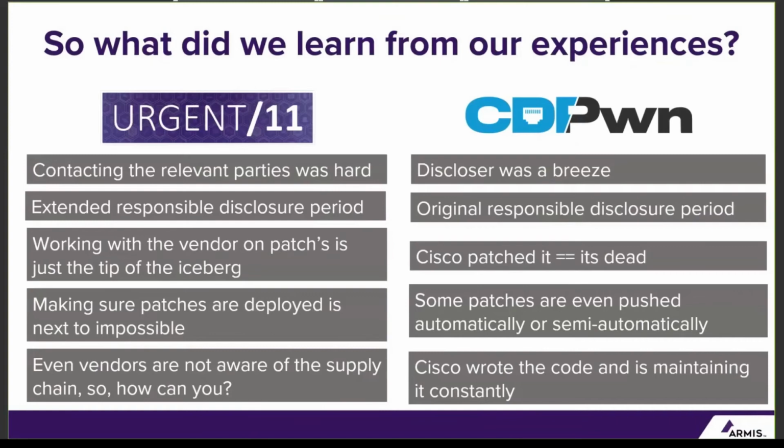And working with the vendor on a patch in the case of Urgent 11 is really just the tip of the iceberg, because making a patch doesn't mean that the device manufacturers would actually apply it, and all of those levels of indirection would have to cooperate. The operating system would have to fix the IPnet part, and the device maker would have to update the operating system and update the device as well. So it's a really long chain that you have to make sure works. And we tried as hard as we could, and I still think we probably didn't cover everything 100%, but we did talk to the government and try to do as much as we can to solve that problem. In comparison, Cisco just patched the problem, that's it, it's dead.